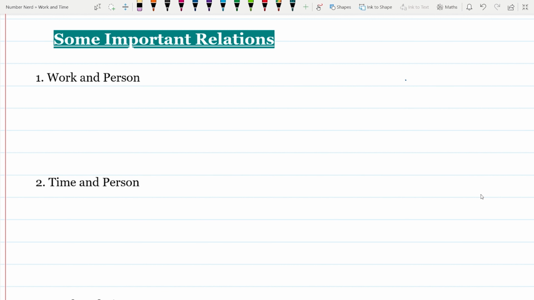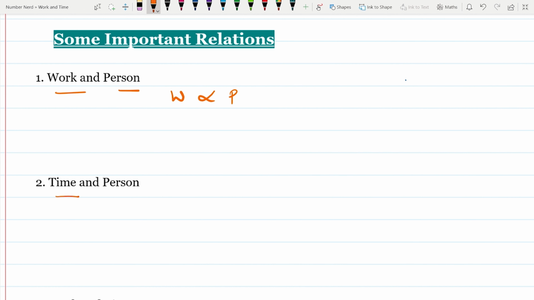Before going to solve number of problems in this category, we have to study some relations between work, time and persons. The first relation is work and the person. So work and the number of people required for that work to complete, both are directly proportional. I mean, if more people are working on a work, then more amount of work will be completed. And conversely also true. If more amount of work is there, then more people are required.